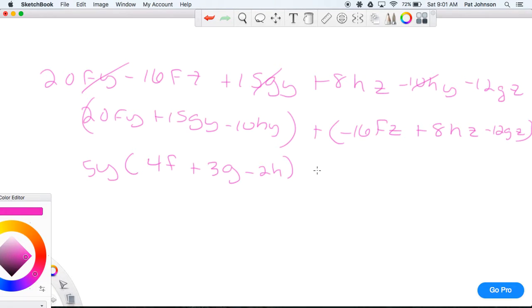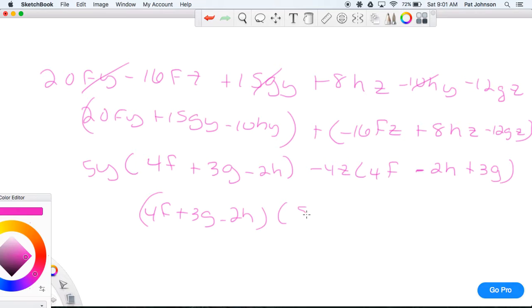Here I'm going to factor out a negative 4z, and I'm left with 4f minus 2h plus 3g. I just rearranged this, but these two are the same, so now I've got a common factor that I can factor out.